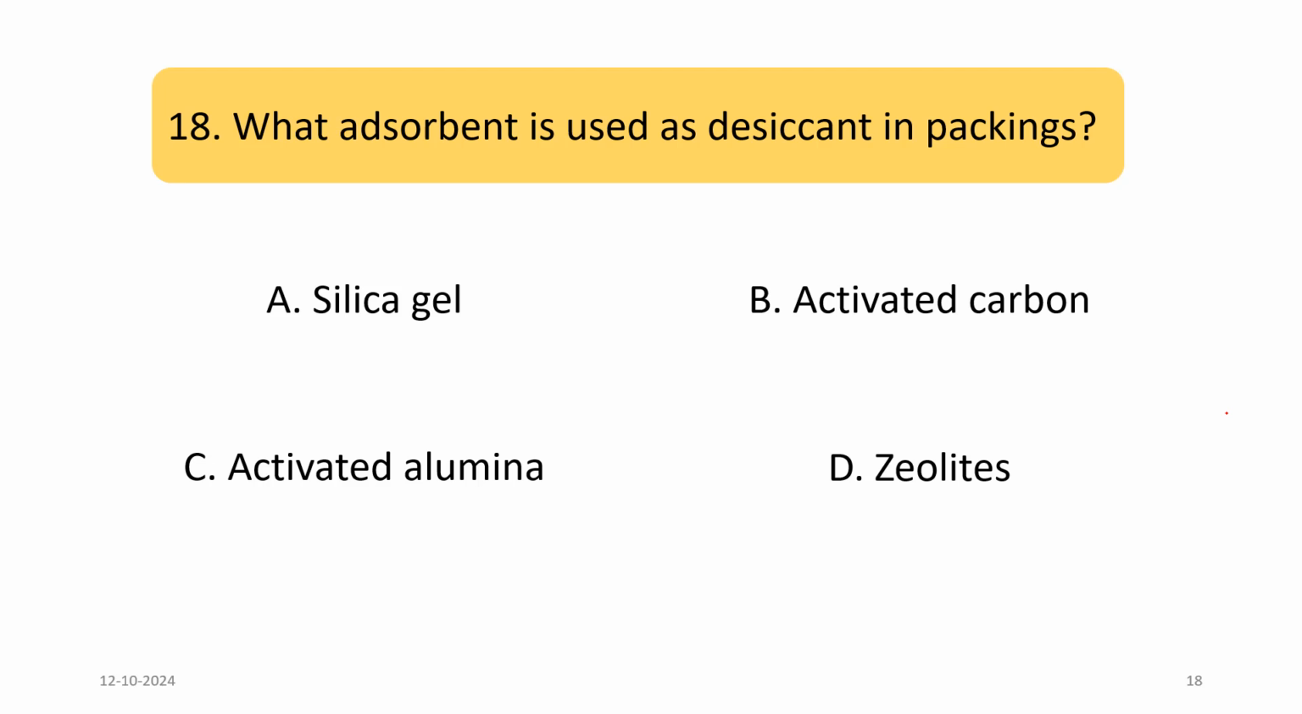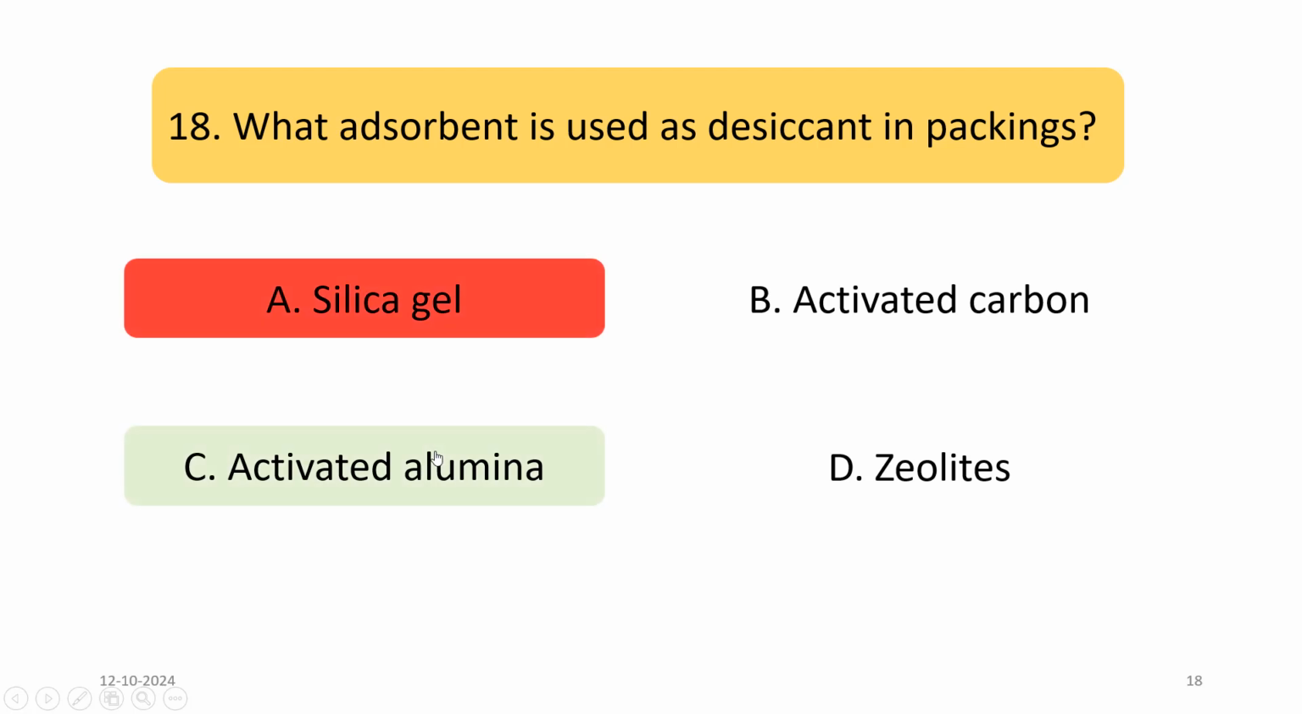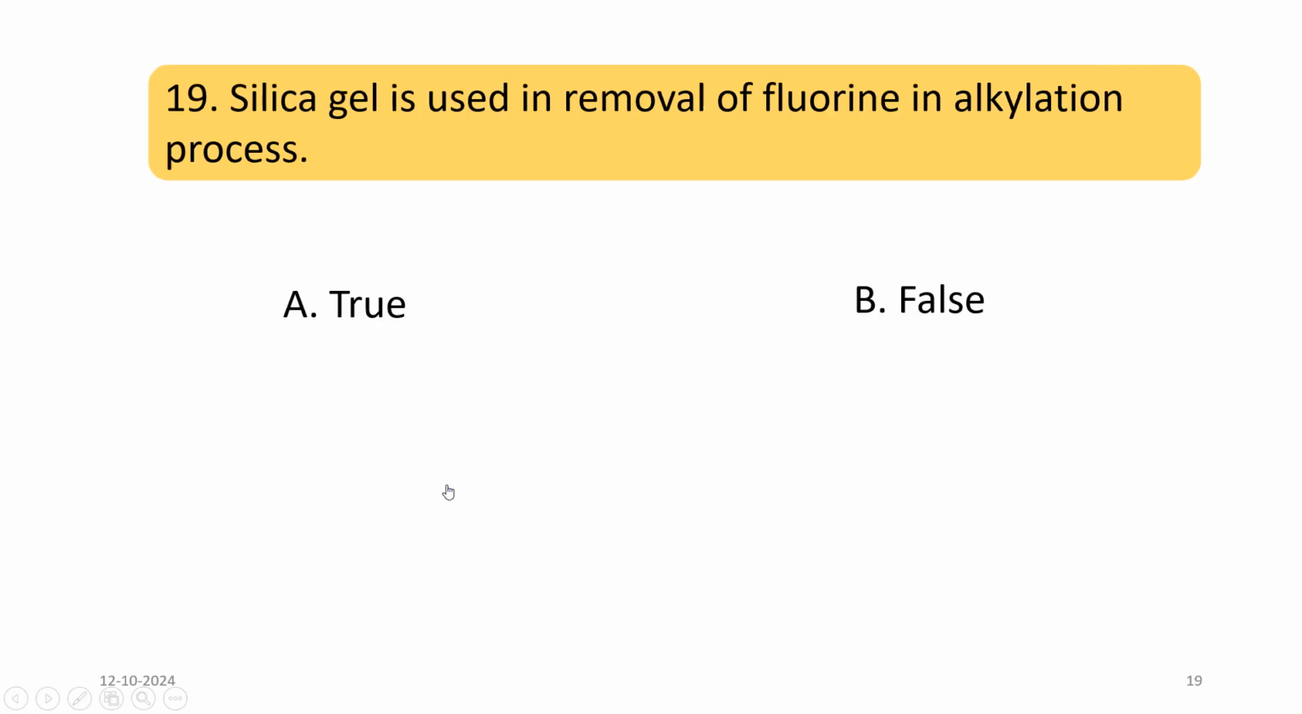Next, silica gel is used in removal of fluorine in alkylation process. Is it true or false? The answer is true.